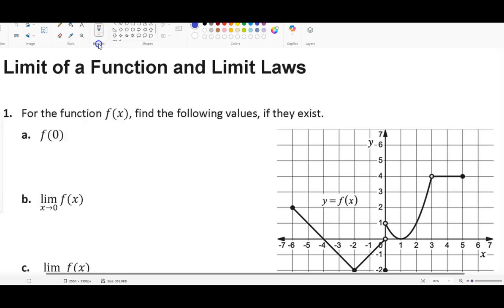Hello, in this video we will talk about limits. Let's talk about limit of a function and limit laws. So first of all, we will discuss the situation when the function is defined by its graph.